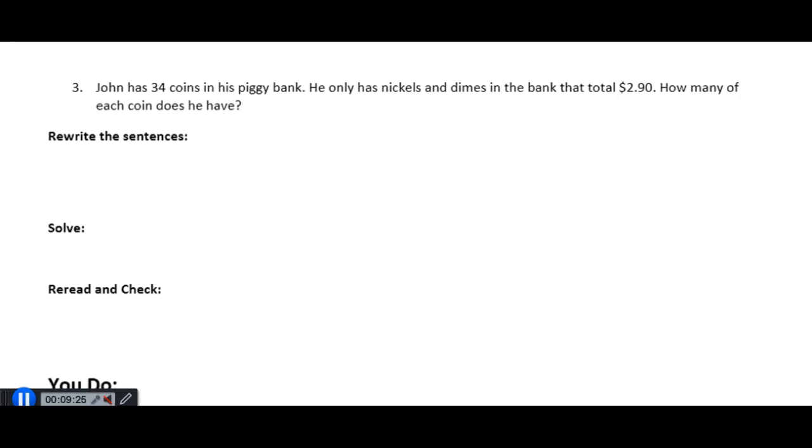We have one more money problem. This one takes a little bit of thinking sometimes. So it says, John has 34 coins in his piggy bank. That's one sentence, and I'm probably going to make that into an equation. And then the second sentence says he only has nickels and dimes, and it totals $2.90. And then how much of each coin does he have?